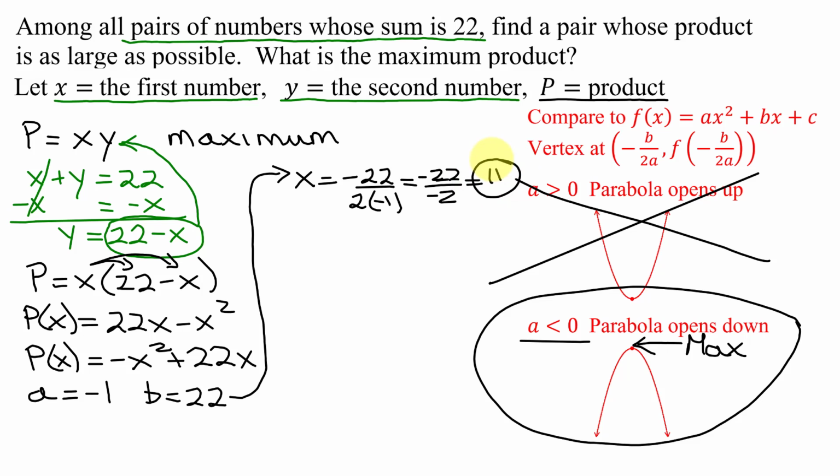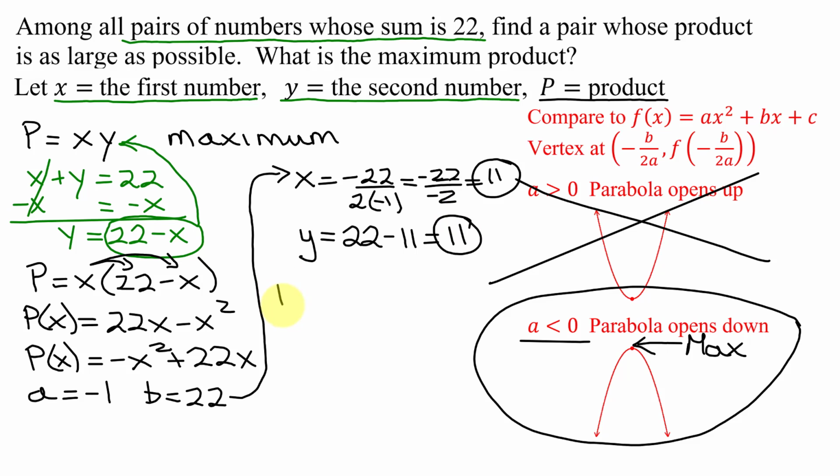So I know one of my numbers. I need to also find the other number. The other number is y. So y equals 22 minus x. So it's 22 minus 11. 22 minus 11 is 11. So there are my two numbers.